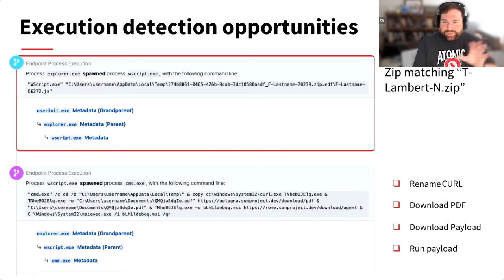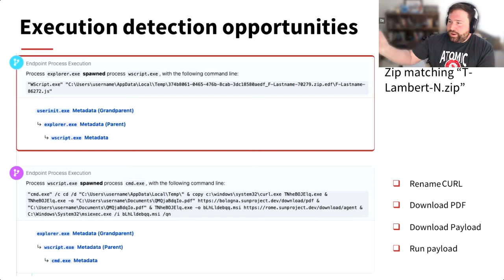So I wanted to show an example of Danabot execution here. At the very top, our initial lure was a JavaScript file that was inside a zip. And what we've consistently seen with Danabot lures is they would use a first letter of the first name, last name, dash number pattern for the zip file. So for me, it would be T Lambert 70279.zip. And inside there would be a JavaScript file. I go double click on that file.